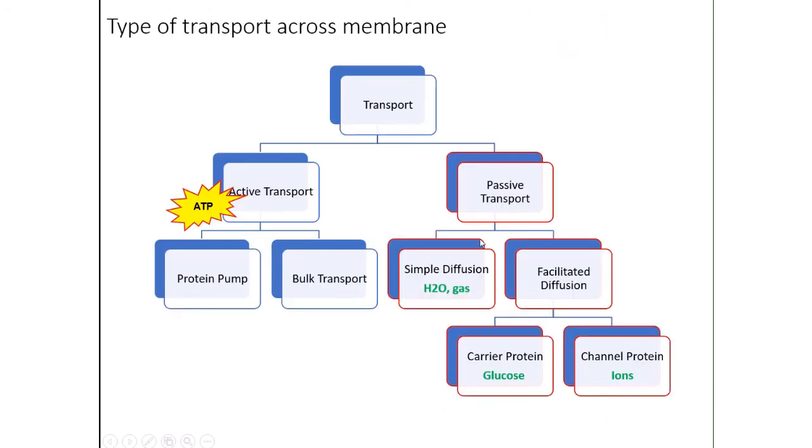So just to quickly recap, we talked about the different types of passive transport. There's simple diffusion, where small things like water and gas can pass through the membrane without assistance. And then there's facilitated diffusion that involves, say, carrier proteins for big molecules like glucose. And then there are channel proteins that provide a tunnel for charged particles to go through. So now we will look at active transport.